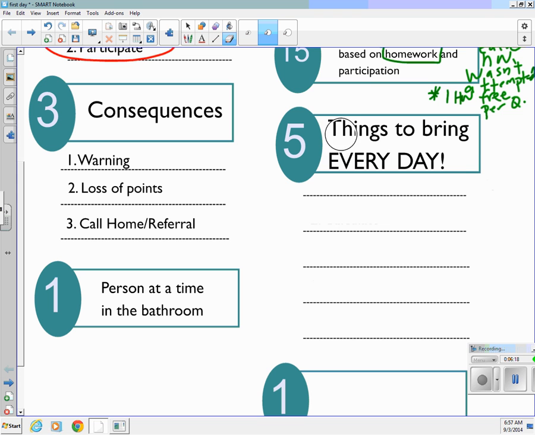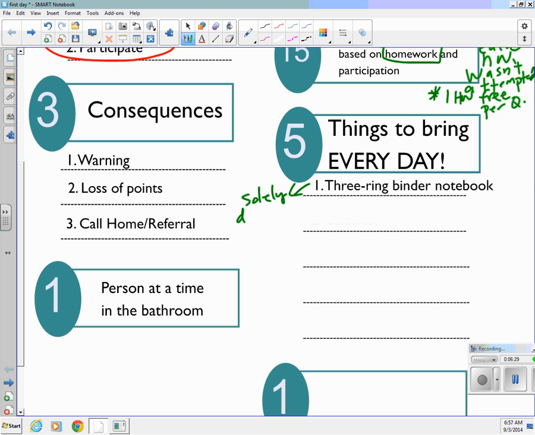5 things you need to bring with you every day to class. Okay? The first one is your 3-ring binder notebook. Important. This is solely dedicated to math.